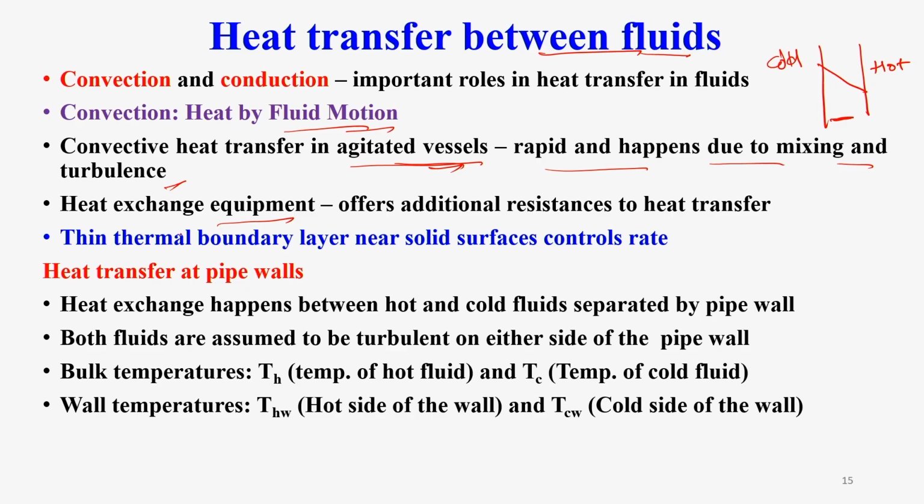But once you are having this additional metal wall, it offers additional resistance to heat transfer. And from where does this resistance come? It comes in the form of a thin thermal boundary layer near the solid surface, and that controls the rate of heat transfer. That we will be discussing in the next slide. What is this thermal boundary layer?